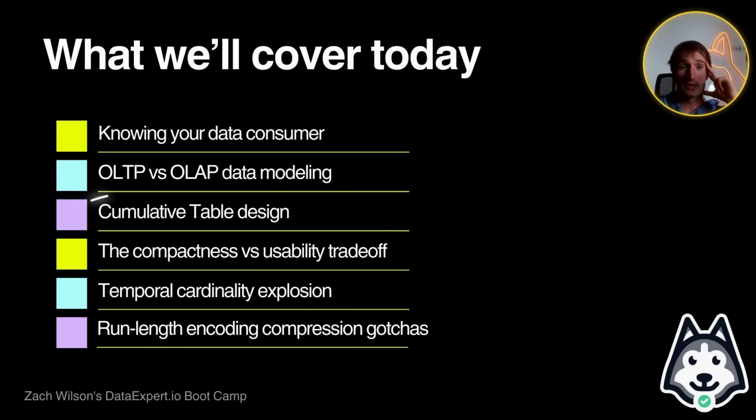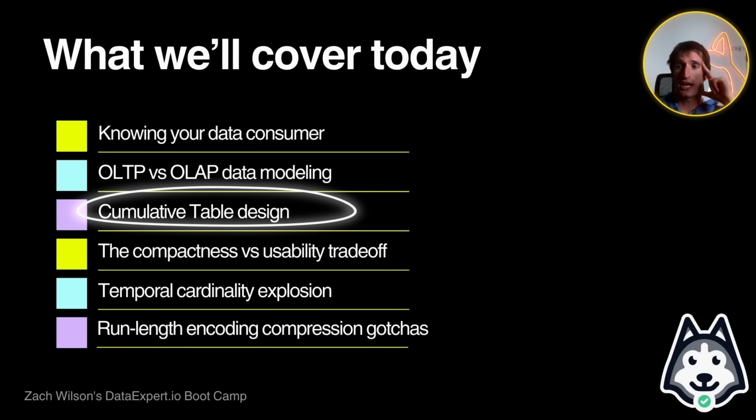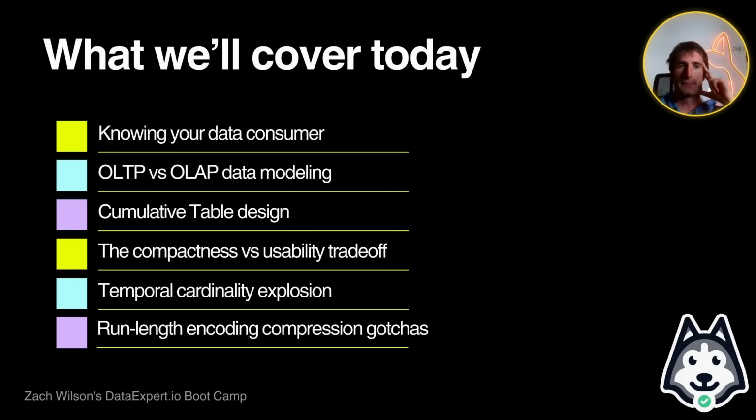Another very important thing that we're going to be covering today is cumulative table design. Cumulative table design is a very, very important way to model your dimensions so that you can have historical context in one partition. So you don't have to, every time you want to know anything historical about a dimension, query like 30 partitions.